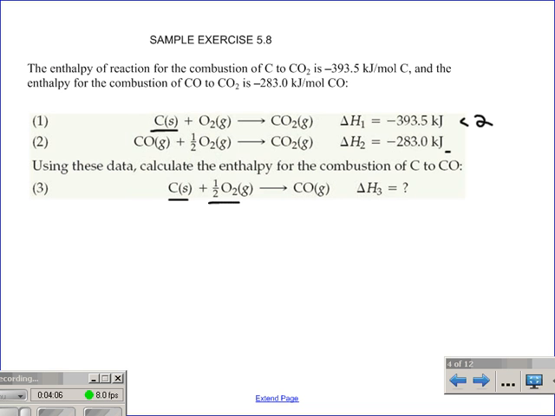Now I'm going to go on. O2. O2 appears 2 times up here. It appears right here, and it appears right here.